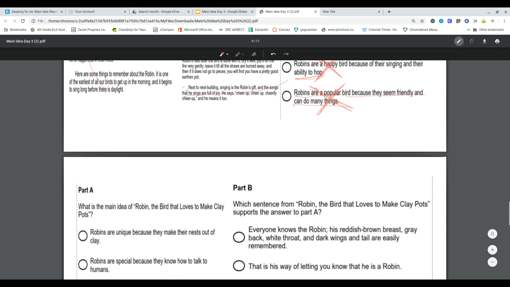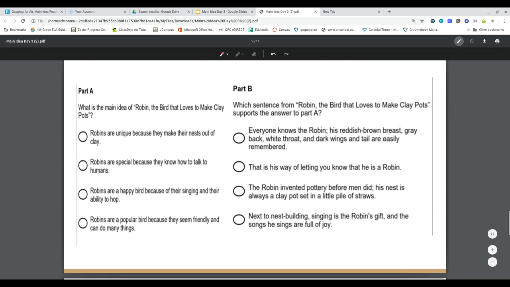Okay, so now we're used to these part A, part B types of questions. We've already answered part A, and we said that robins are unique because they make their nests out of clay. Now, which sentence from "Robin, the Bird That Loves to Make Clay Pots" supports the answer to part A? So for part A, look at your key words. You're dealing with nests out of clay. So once you read through all of your options, which of these mention or support nests out of clay?